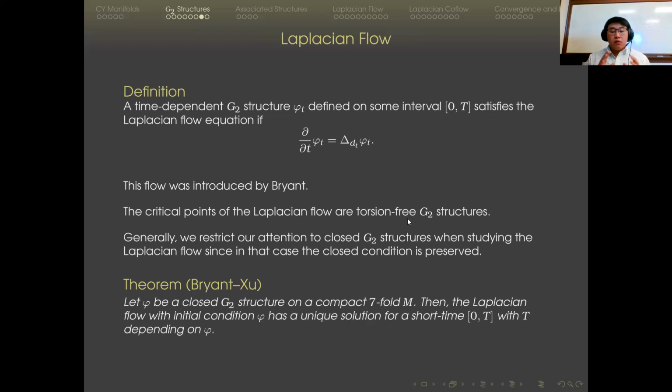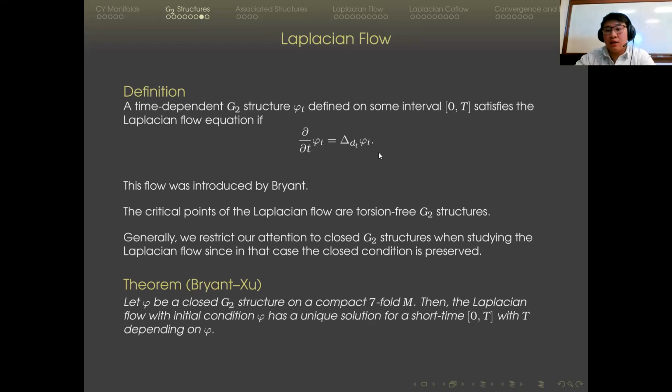Okay. So now that we have an idea what G2 structures are, we can talk a bit about the Laplacian flow and the coflow. And these are the 2 flows that we will look at in more detail. So the Laplacian flow, this was introduced by Robert Bryant, and what it does is that at every point in time, we change the three form by its Hodge Laplacian.